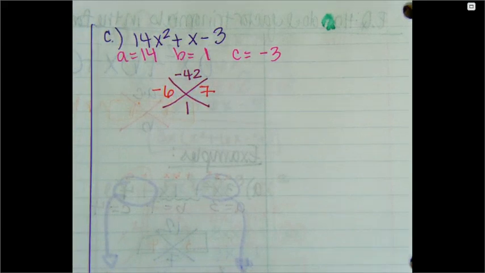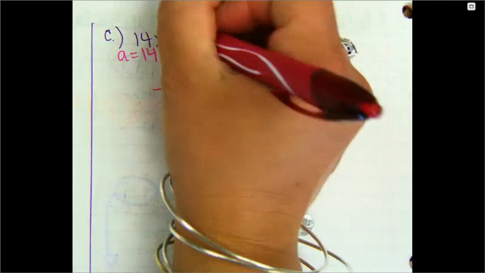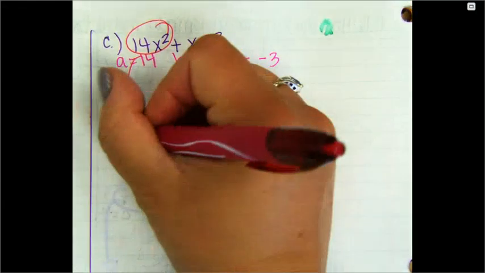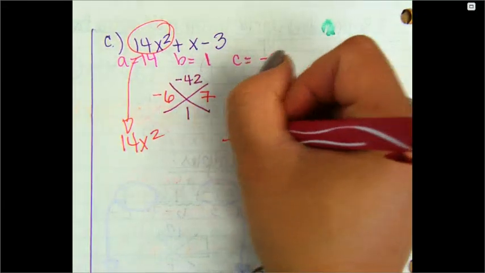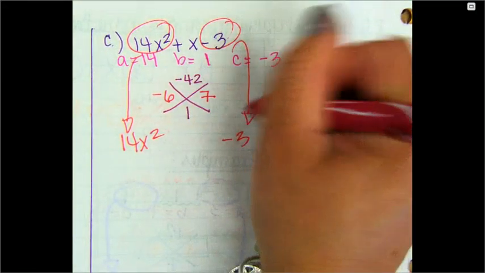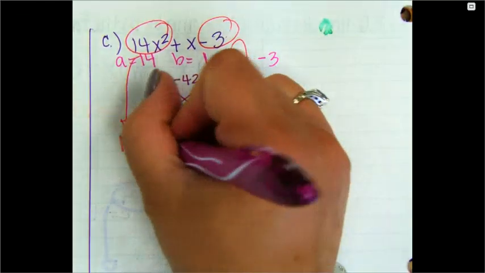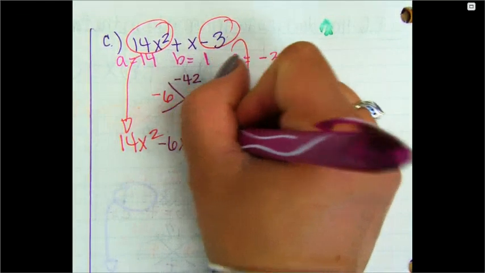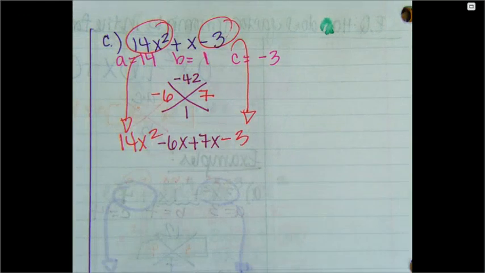We did this one on the board, maybe a different number on the bottom, but we did do this exact one. Okay. Who can tell me what to bring down from the top? 14x squared. Good. Minus 6x plus 7x. Very good. If you don't write the x's, your problem will be wrong because then you won't know what to do. You look at me like I'm crazy, but I promise you that.